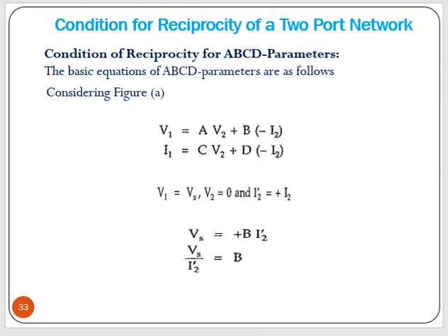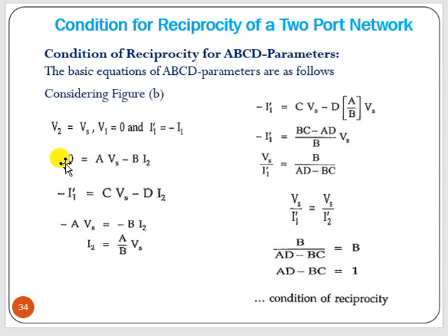Okay. A similar thing we can do for the ABCD parameters. That means V1 equal to Vs, V2 equal to 0, I2 equal to, here it's not minus, it will become plus because both directions will be the same. So we can put V1 equal to Vs and V2 0. So Vs by I2 dash equal to B. That we got directly. Now from the second case, V2 equal to Vs, V1 0 and I1 equal to minus I1 dash. Then that will be 0 equal to AVs minus B I2, and another expression we got. Now we can find the I2 value from this equation and put it in this particular equation. Then if we solve we will get this expression. Now if we equate Vs by I1 dash equal to Vs by I2 dash, then we will get AD minus BC equal to 1. So this is the condition of reciprocity of the ABCD parameters.